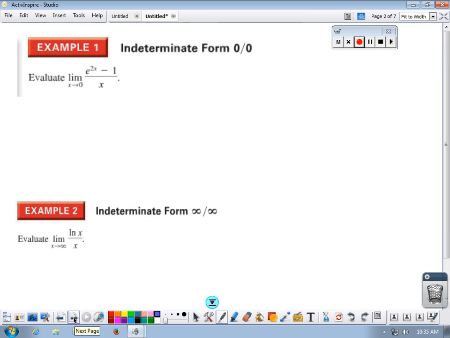Alright, example 1, evaluate the limit as x approaches 0 of e to the 2x minus 1 all over x. If we try direct substitution, we get e to the 0 minus 1 over 0. E to the 0 is 1, 1 minus 1 is 0. So we can't do that. We don't know what that is, so we're going to use L'Hopital's rule, and always put an LH in parentheses. And so we do the derivative of the numerator.